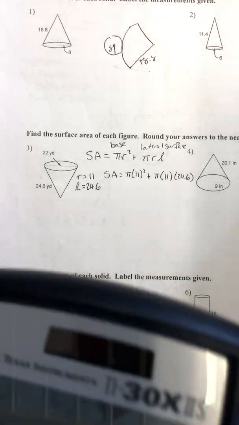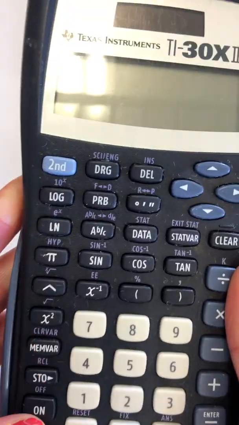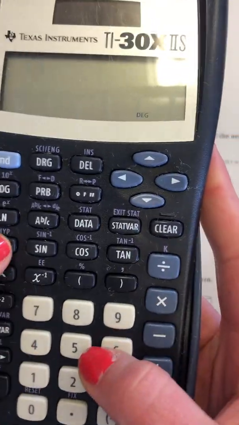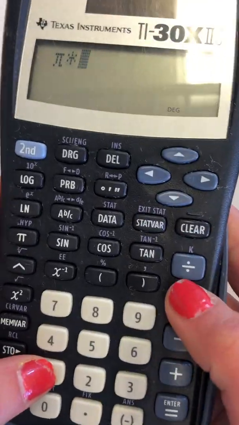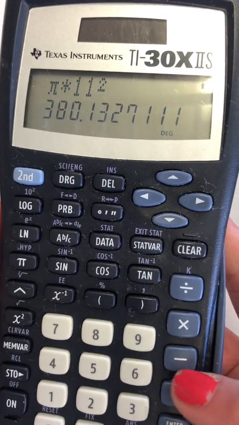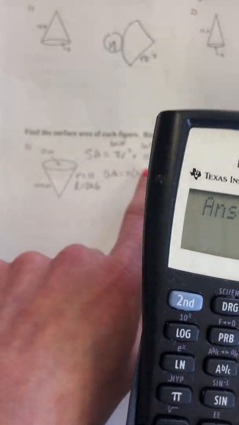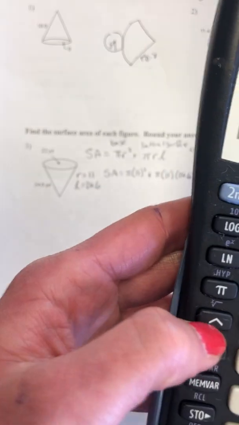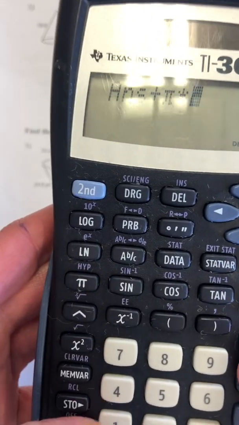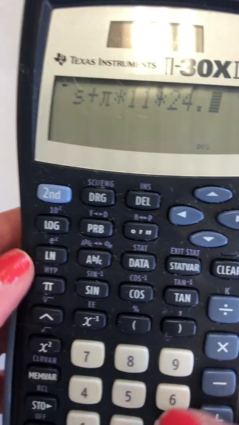All I'm going to do is type that into my calculator to get the answer. So I'm going to start off with pi times 11 squared plus pi times 11 times 24.6.